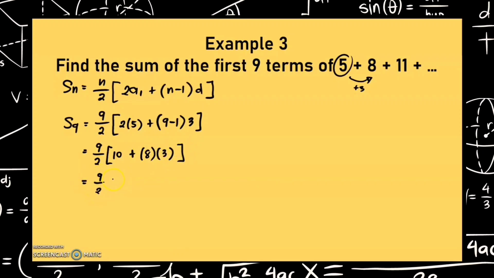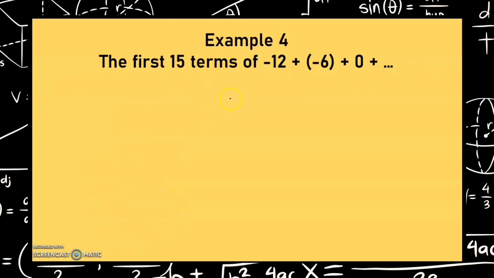So 9 over 2 times the quantity 10 plus, 8 times 3 is 24. Okay, so 9 over 2 times the quantity 10 plus 24, that is 34. So this is what I'm talking about. Instead of dividing 9 by 2, which will give us 4.5, a decimal number, why not divide 34 by 2? I think it will be easier for you. So 34 divided by 2, 34 becomes 17, and 2 becomes 1. Then 9 times 17 gives us 153. So the sum of the first 9 terms of the given sequence is 153.